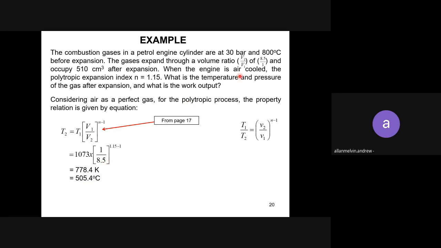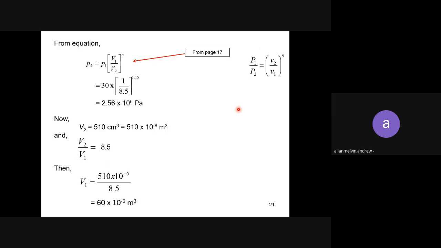Okay, so that's the first part. We already found T2. So now we're going to find P2. For P2, you use this equation. Okay, from page 17 also, use this equation.